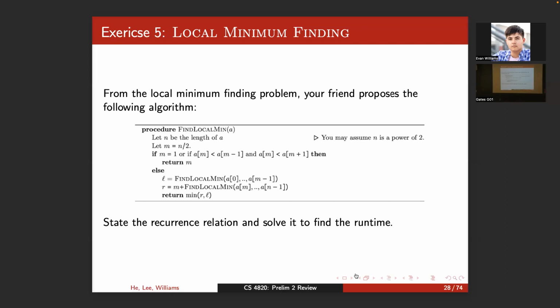Yep. Why is T(n) less than or equal to? I think it's because that's just the upper bound of the runtime for that level.